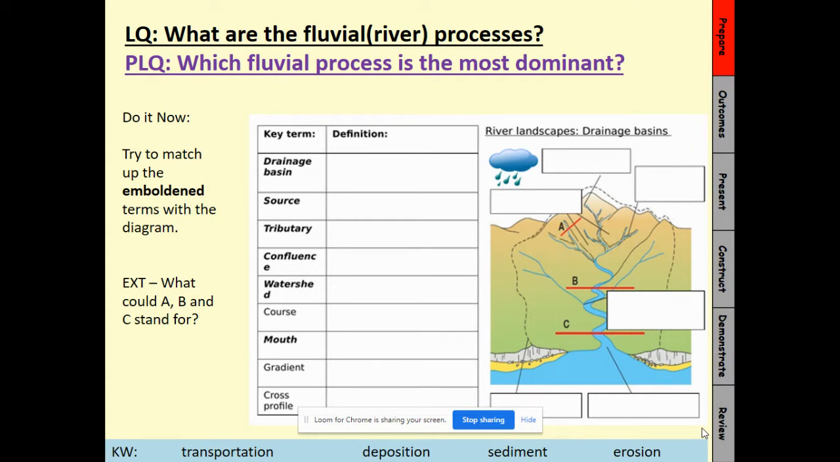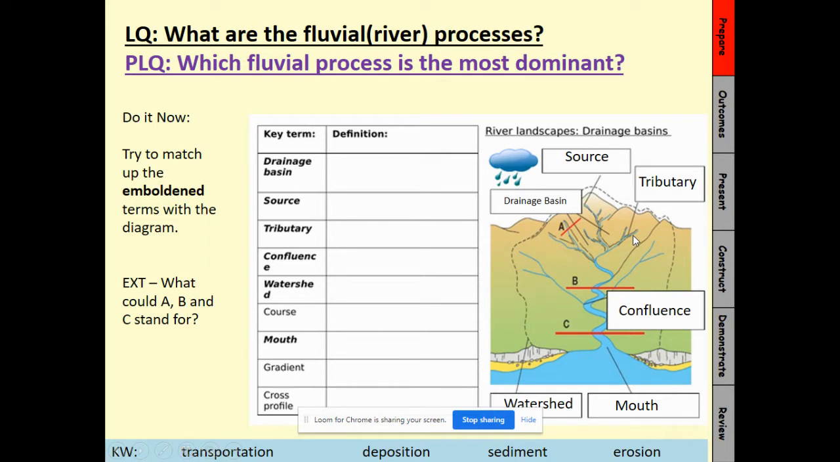That's enough of that. Right, so if we have a look, the answer's on here. So we've got source at the top, the starting point of a river, and then, just checking the mouse works, tributary, a short bit.